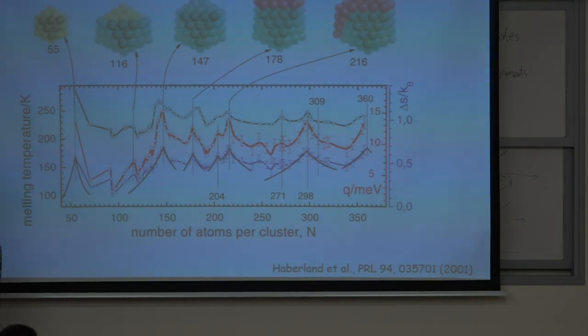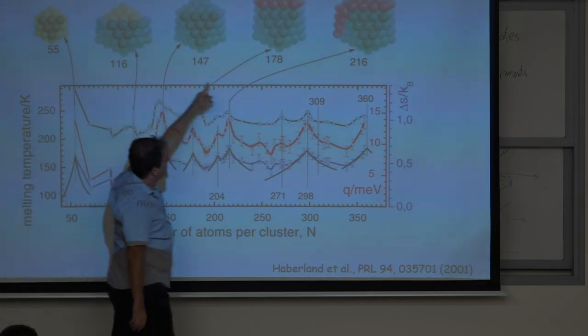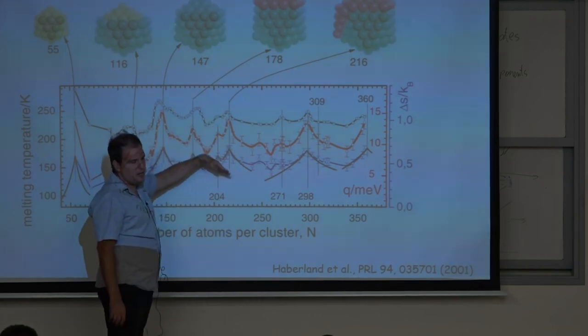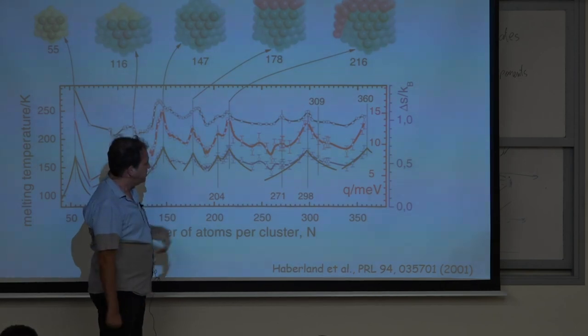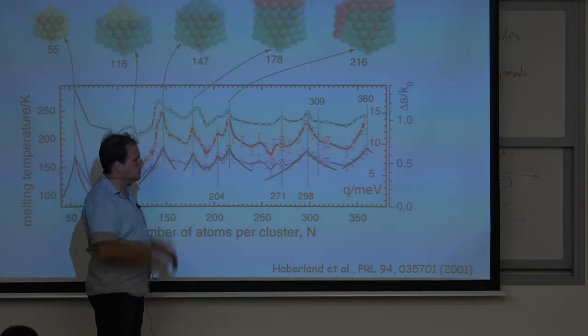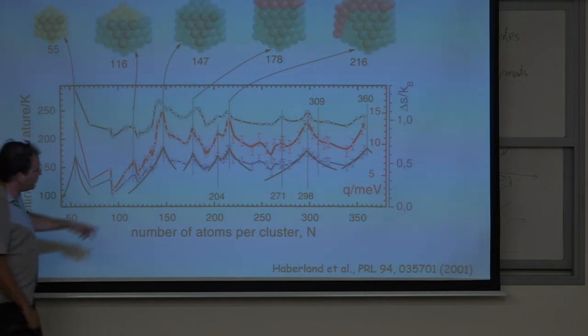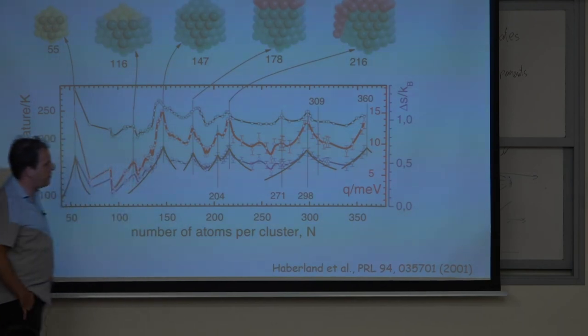Yeah. But every time you form one of these nice symmetric shapes, then the melting temperature becomes very high, and the latent heat becomes very high because it's very symmetric, so all the barrier energies are the same, and you get a very sharp phase transition. And when you go away, then it goes down, and they could actually model this very nicely.